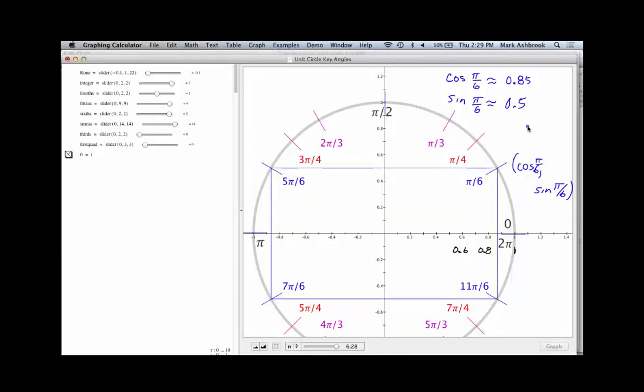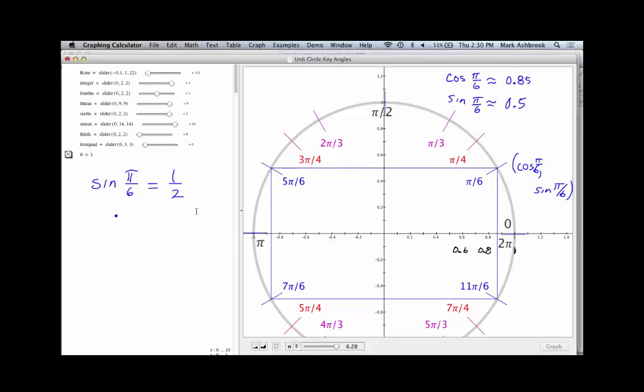It is exactly 0.5. So sine of pi over 6, not approximately, it is 1/2. And now I want you to find, no calculator, so practice what we kind of just did and see if you can find what the cosine of pi over 6 is.